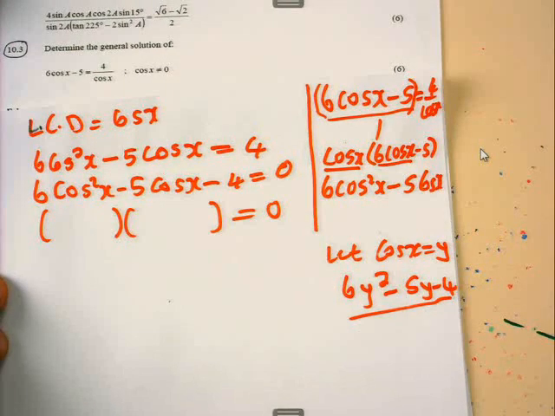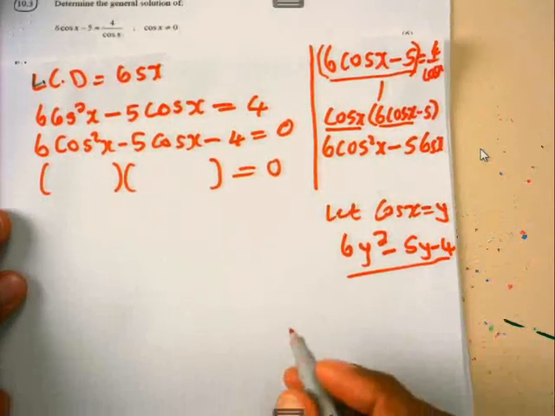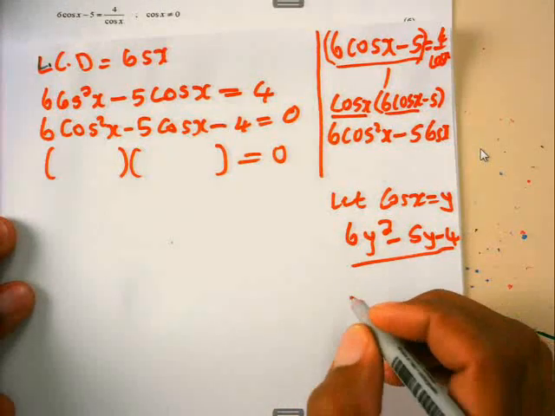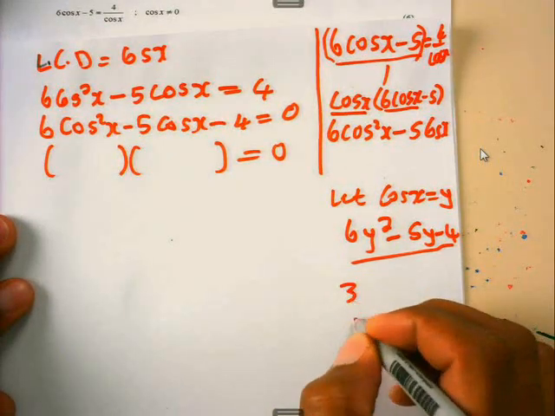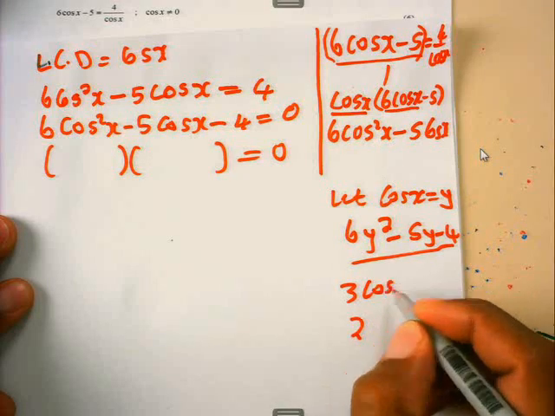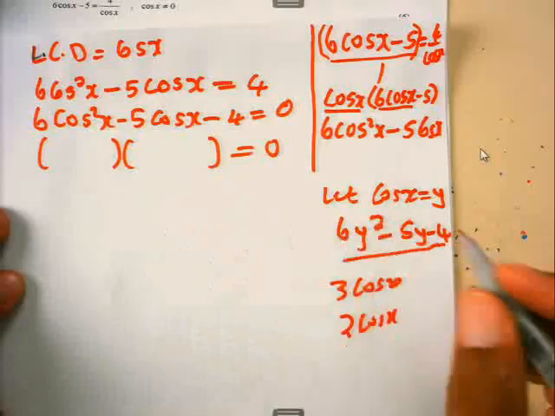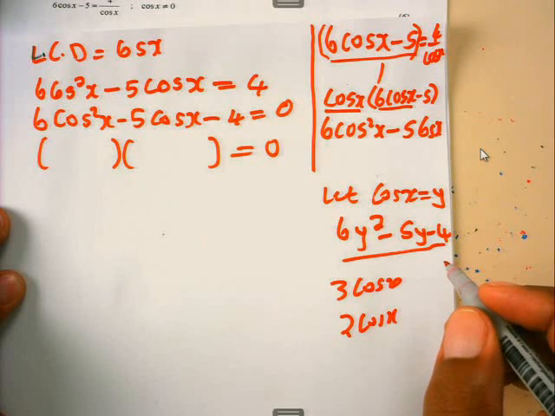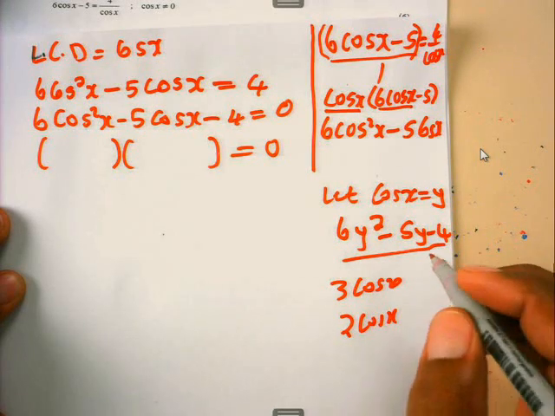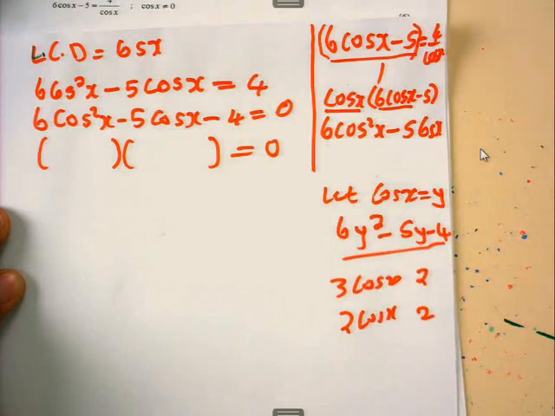Of course, now, what are the factors of 6? We have 3 times 2. Okay, that is cos x, right? What are the factors of 4? The factors of 4 are 2 as well as 2. Of course, that is very clear.